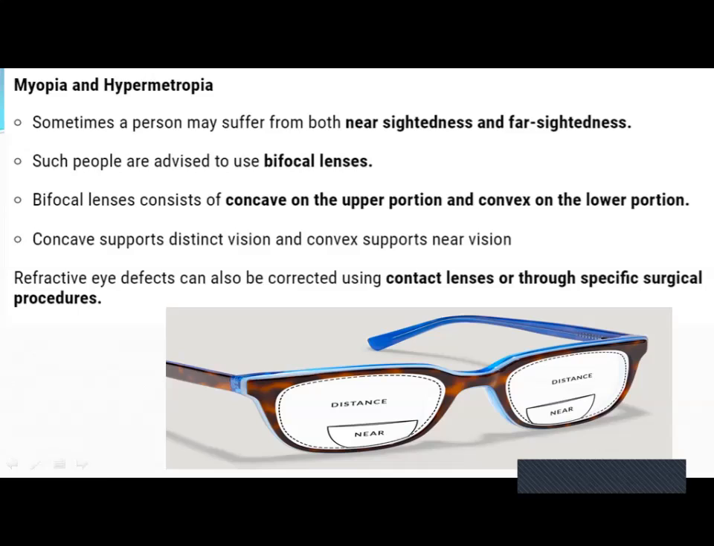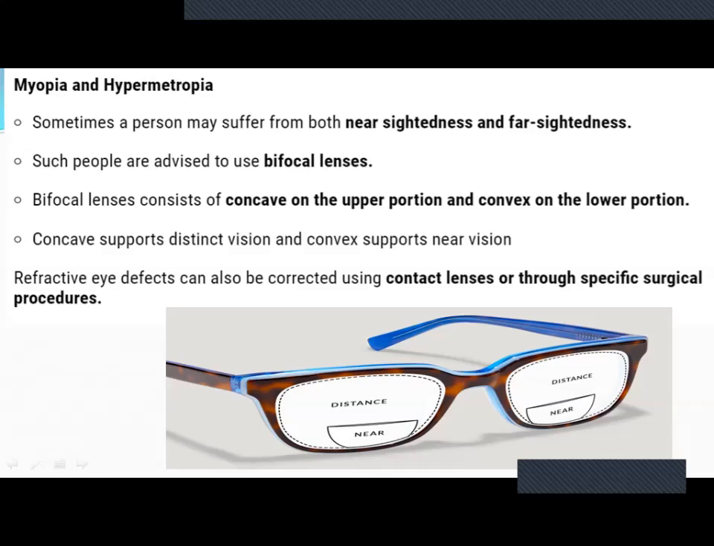So how can it be possible? Can you see that? Bifocal lenses consist of concave on the upper portion, convex on the lower portion. Concave on the upper portion means distant objects can be seen clearly. This is the convex portion on the lower side. This is a convex lens. So we can see the nearby object while reading. They can see through here.